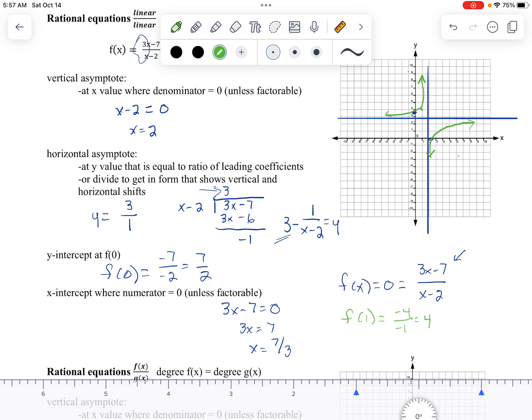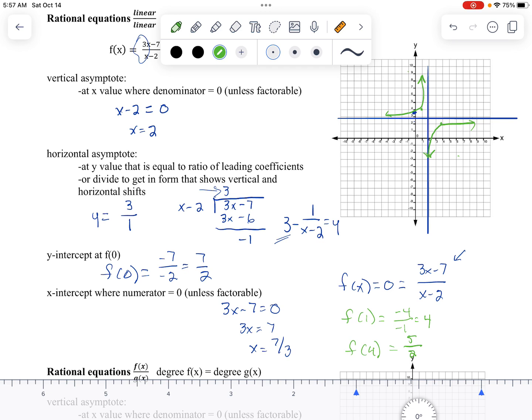So maybe we want to plug in 4 to get this actual point where this point exists. So if I plug in 4, 3 times 4 is 12, minus 7 is 5, 4 minus 2 is 2. So at 4, it's going to be about 2.5. So it's going to be a little bit closer. I was a little bit further away just by eyeballing it. So it'd be something like this.